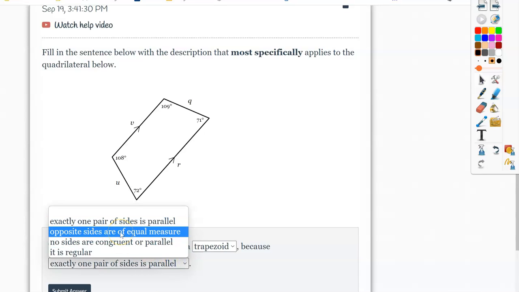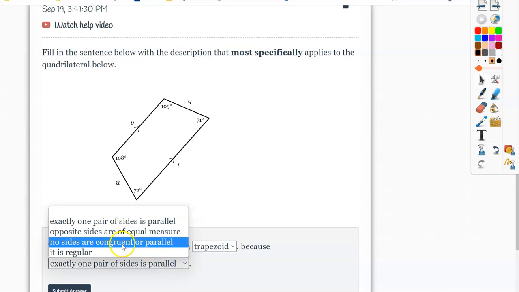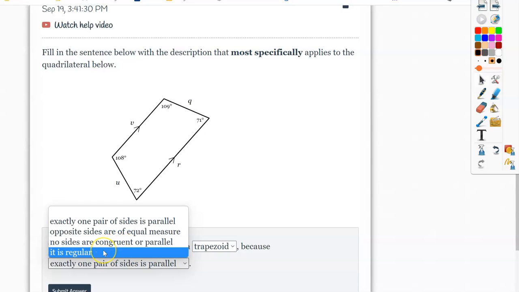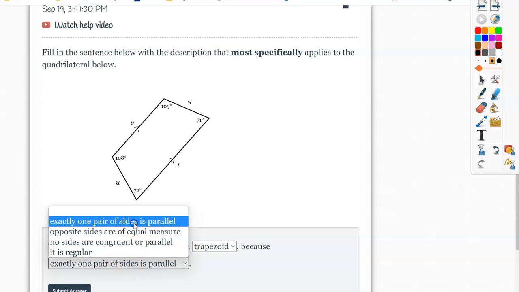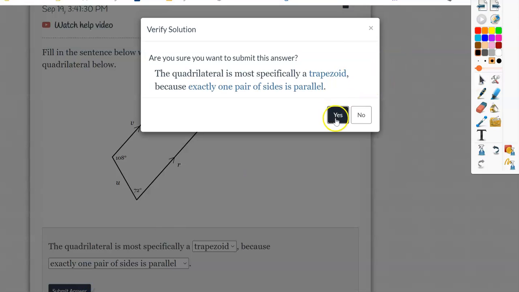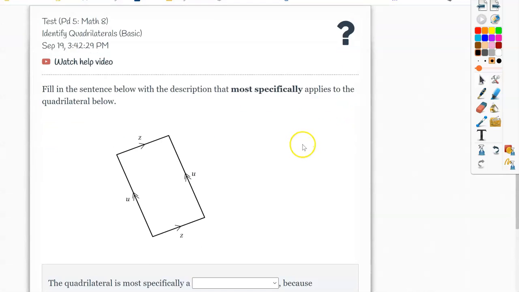It does not have opposite sides of equal measure. It does not have no sides parallel, and it is not regular, where all angles and all sides are the same. So one parallel side, one set. Let's try one more quadrilateral.